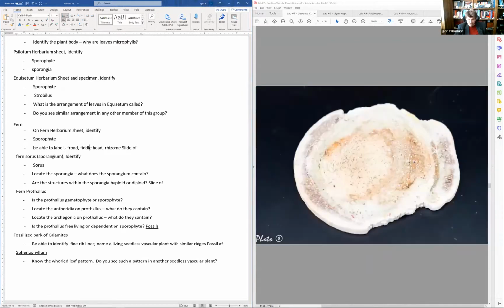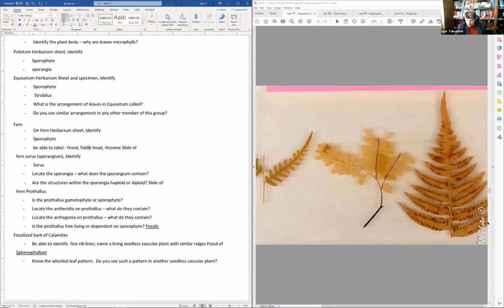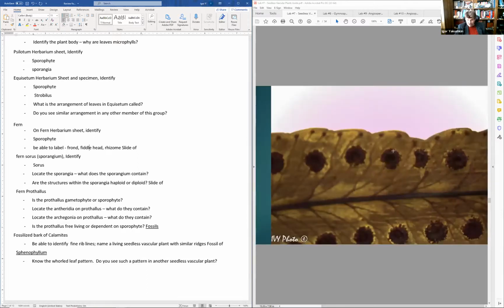Here we have a bunch of fiddleheads, and the fossilized fern showing you the vascular bundles. And now here we have a frond with tiny little dots, right? This single one is known as a sorus, plural sori. A sorus or sori is a cluster of sporangia. So locate the sporangia. What does a sporangium contain? Spores, of course. In this particular case, we're looking at tons of sporangia. So it's a cluster of sporangia.